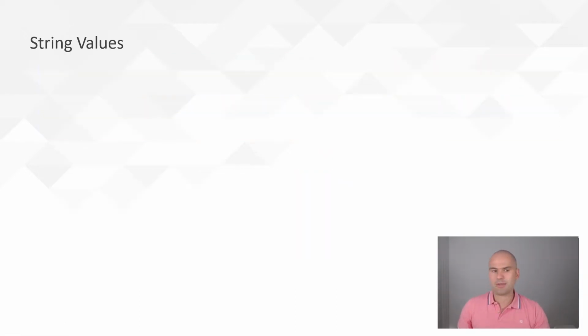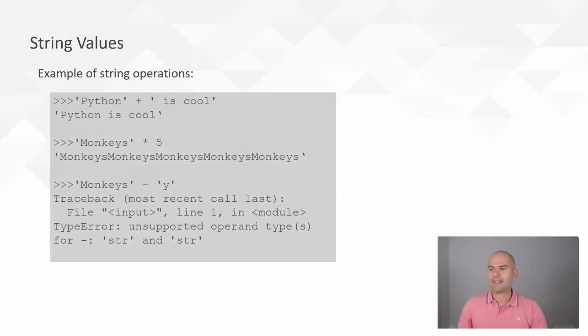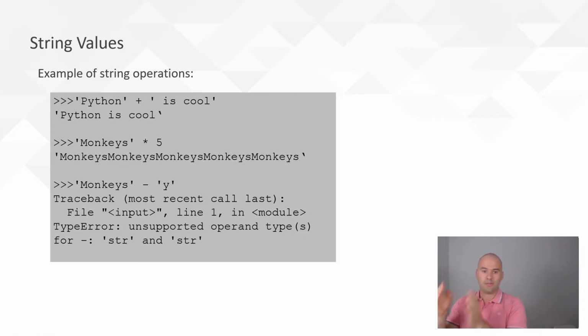So let's have a look at some examples. So you remember that table of operations? You can use, for example, the plus. You can add a string to a string. You can multiply a string. Right here, monkeys times 5 is monkeys, monkeys, monkeys, monkeys, monkeys. But you couldn't subtract one.